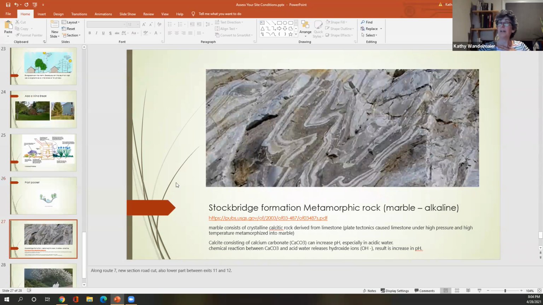Another type of microclimate, it says microclimate is probably not the right word. Microcondition, maybe you would say. I mentioned before that we tend to have acidic soil in the Northeast. However, there are areas, especially in Brookfield, where we have more alkaline soil, and that's because of something that has been called the Stockbridge Formation.